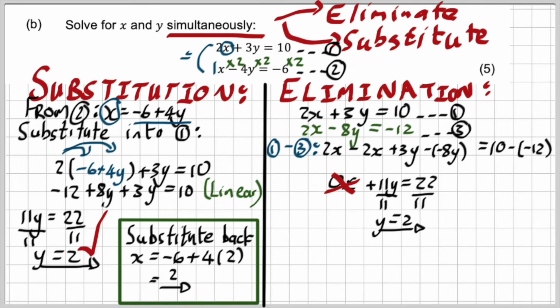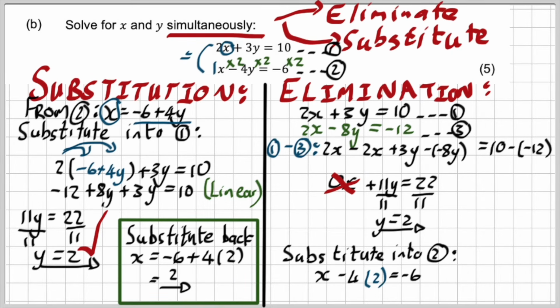So when I look at the elimination, now I still haven't solved x, so I'm going to substitute that y value. I can choose 1, 2, or 3. I'm going to choose the second one. Why? Because of there being only one x in there. So I'm going to substitute that value into the second one, giving me x minus 4 times 2. So x is going to then be negative 6 plus 8, which gives me 2.